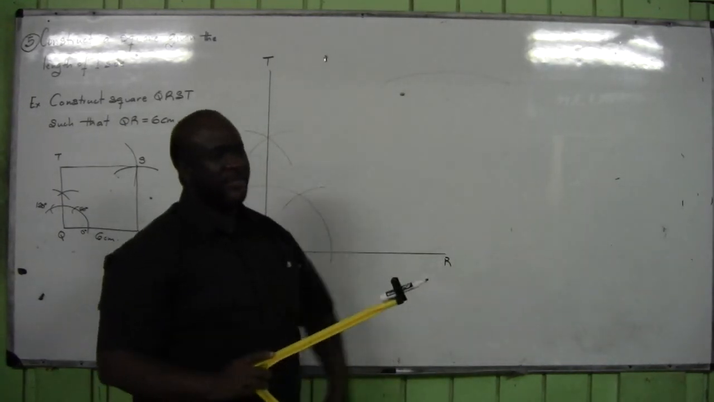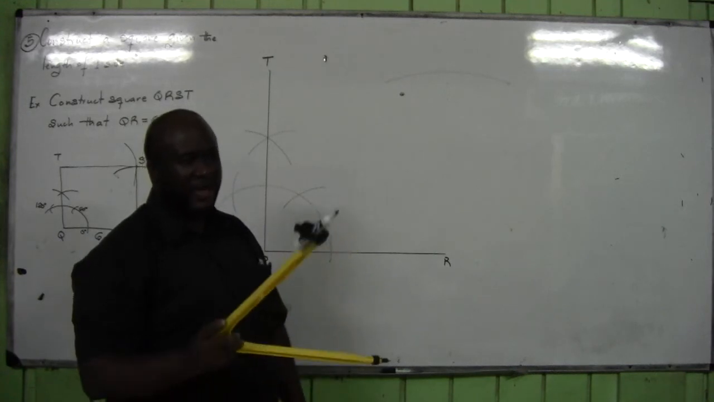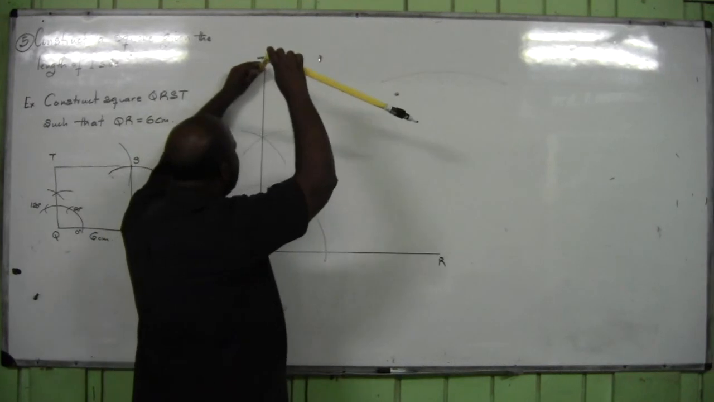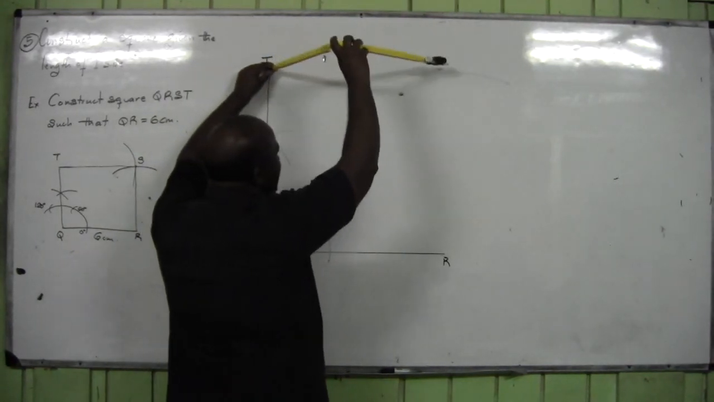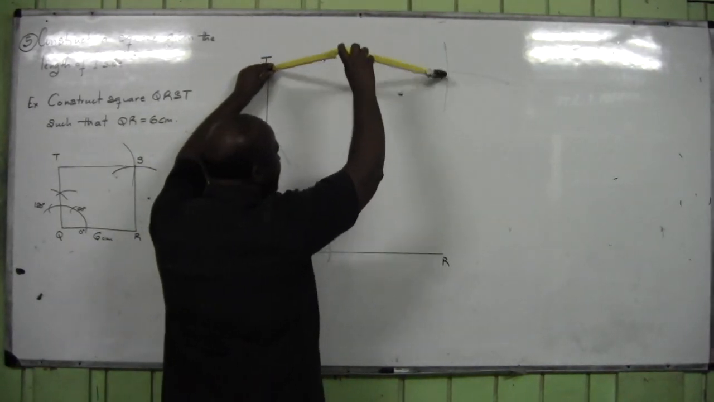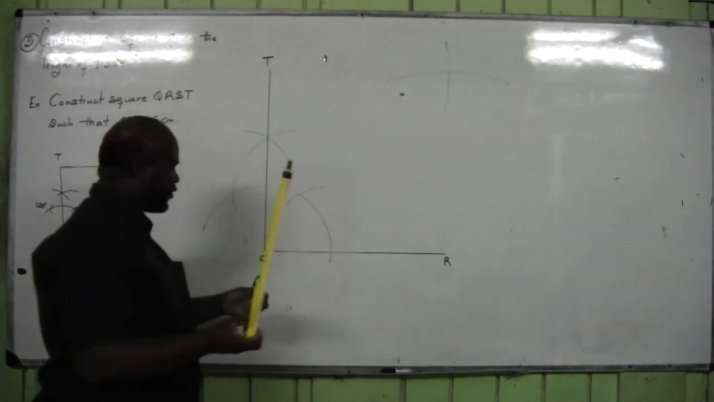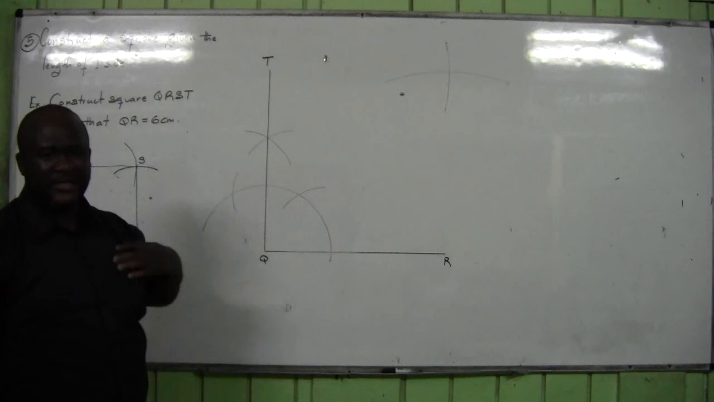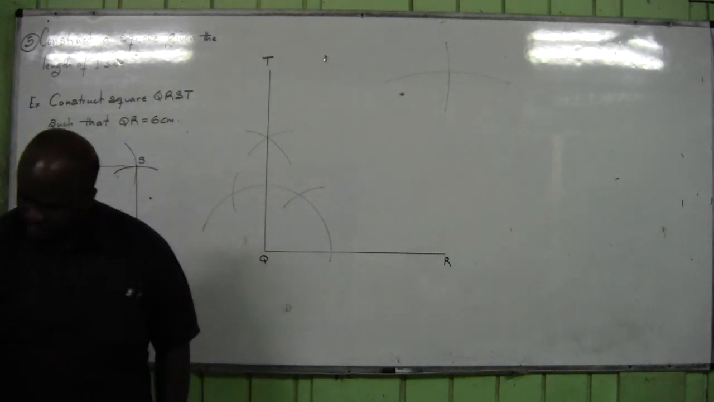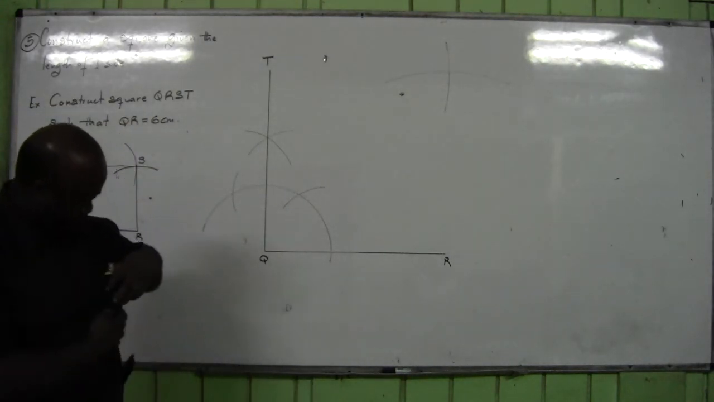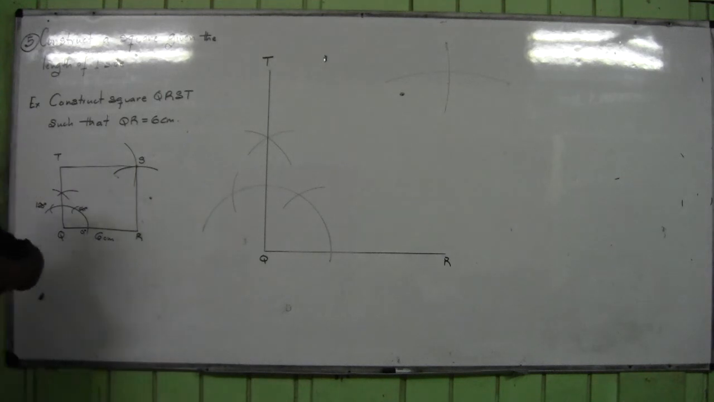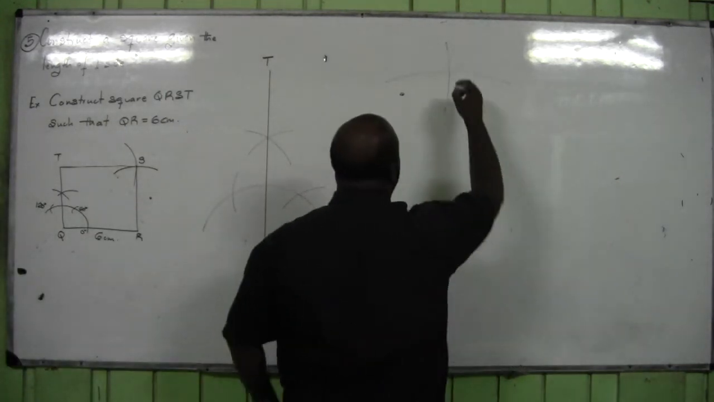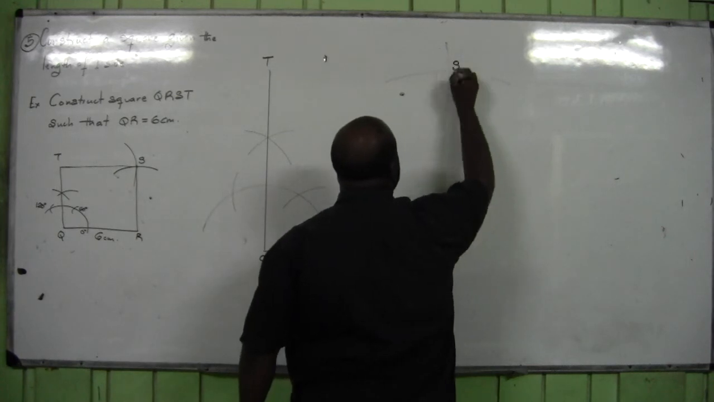Somewhere along that arc is the point S. I need another arc to help me to find out exactly where S is. Then I put it at T and I scribe an arc. Anywhere the two arcs intersect, that would be the point. That would be the point S. So this is the point S.